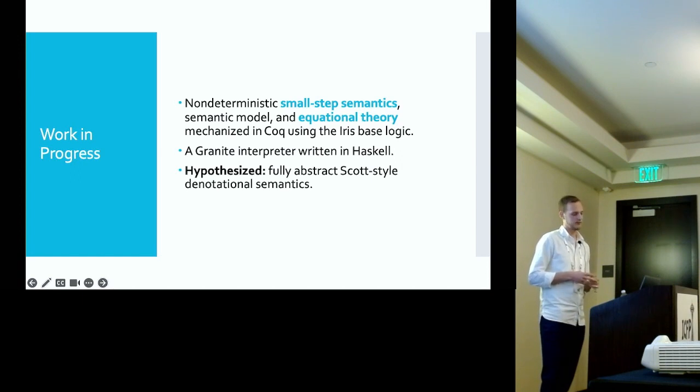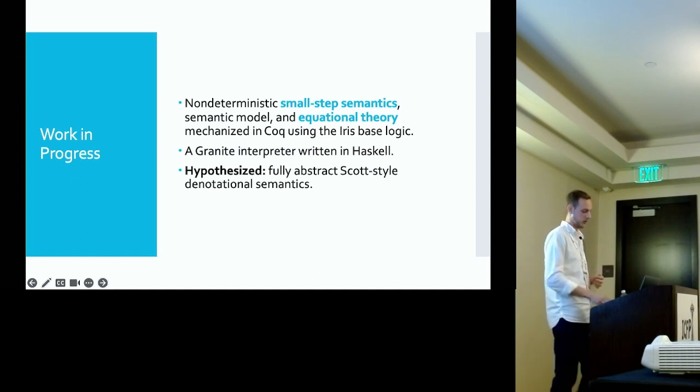And something that we haven't formalized yet, but has been a guiding principle, is that there should be a very nice denotational semantics here, which is in CPOs, and it should be fully abstract, because you can write parallel programs like parallel OR.